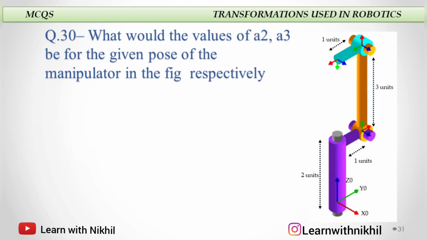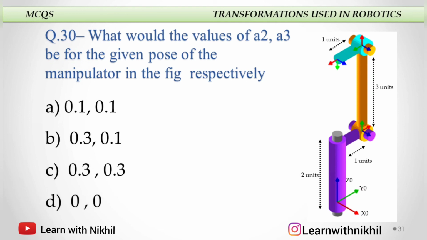Similar question with similar figure, but here you have been asked the values of A2 and A3. So A is nothing but the length of the link. So you have 3 links. This is the first link, second link and third link. Don't confuse with this distance. This is nothing but the joint offset link, that is D. So this 2 units is that. So this is A1, this is A2 and this is A3. So according to this, we have been asked A2 and A3. So A2 is 3 units, so it will be 0.3 and A3 is 1 unit, that is 0.1. So our right answer is B.